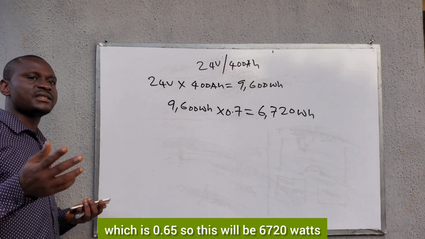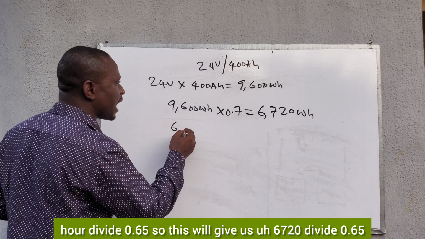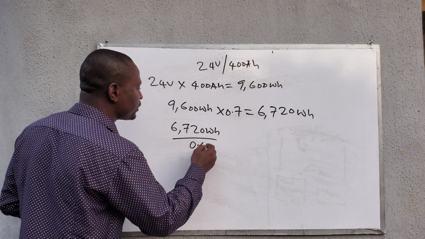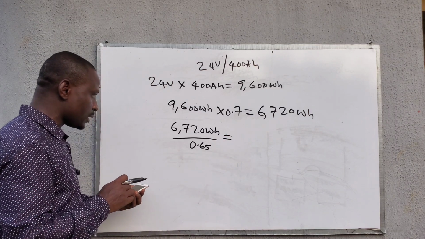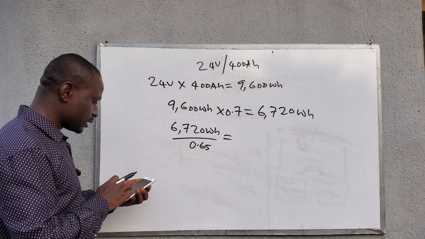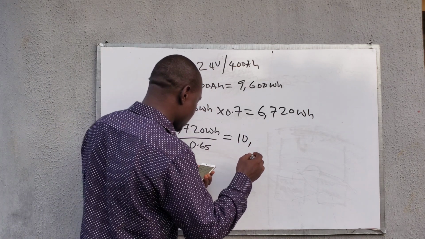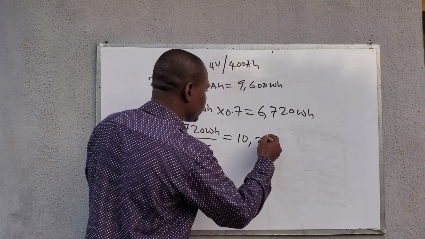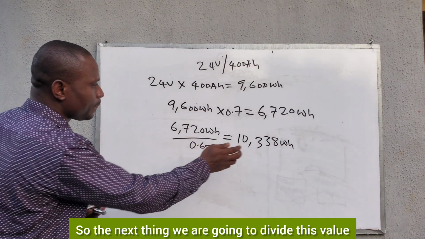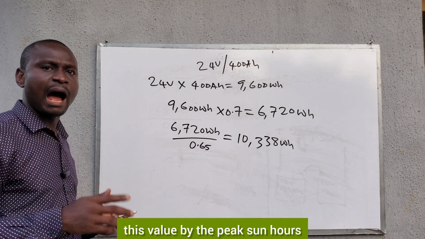Then the next step is that we will divide this by the performance ratio of our solar panels. We are using 65%, which is 0.65. So 6,720 watt hours divided by 0.65 will give us 10,338 watt hours.